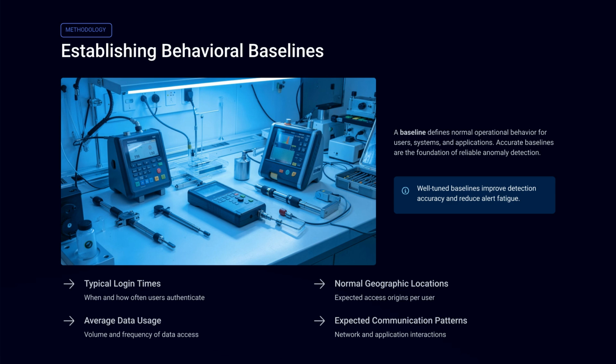Establishing behavioral baselines defines normal operational behavior for users and systems. Accurate baselines are essential for reliable anomaly detection. Baselines include typical login times, normal geographic locations, average data usage, and expected communication patterns. Well-tuned baselines improve detection accuracy and reduce alert fatigue.